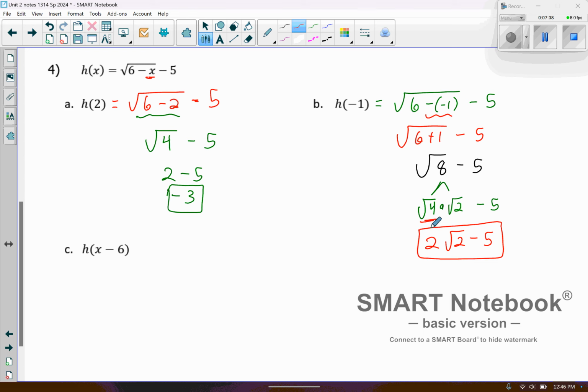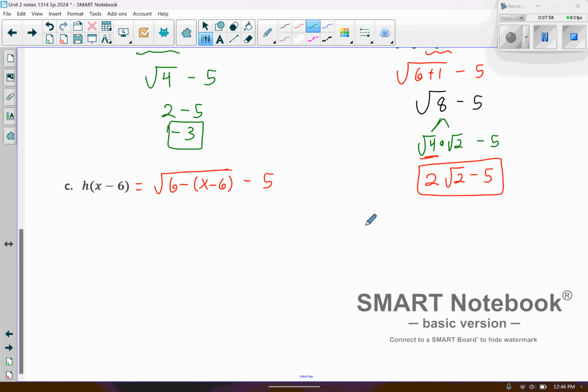Okay, and then our last one, we're going to substitute in x minus 6. So we're going to get the square root of 6 minus, now be careful here, x minus 6, and I want to put that in parentheses, and then minus 5. Now I put that in parentheses because I do actually need to distribute that minus right here. So it's going to go here and here. So I'm going to end up with the square root of 6 minus x plus 6, then take away 5.